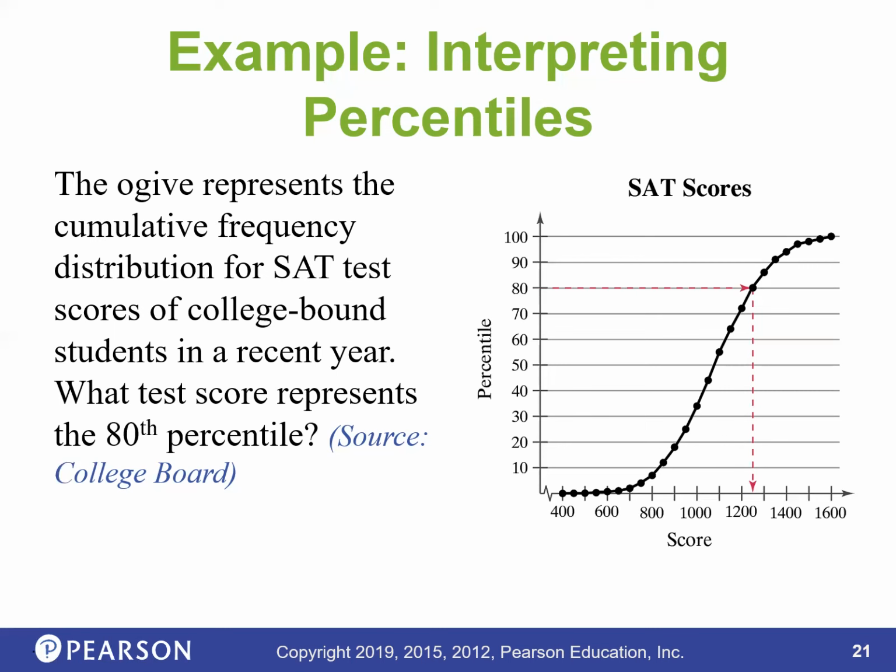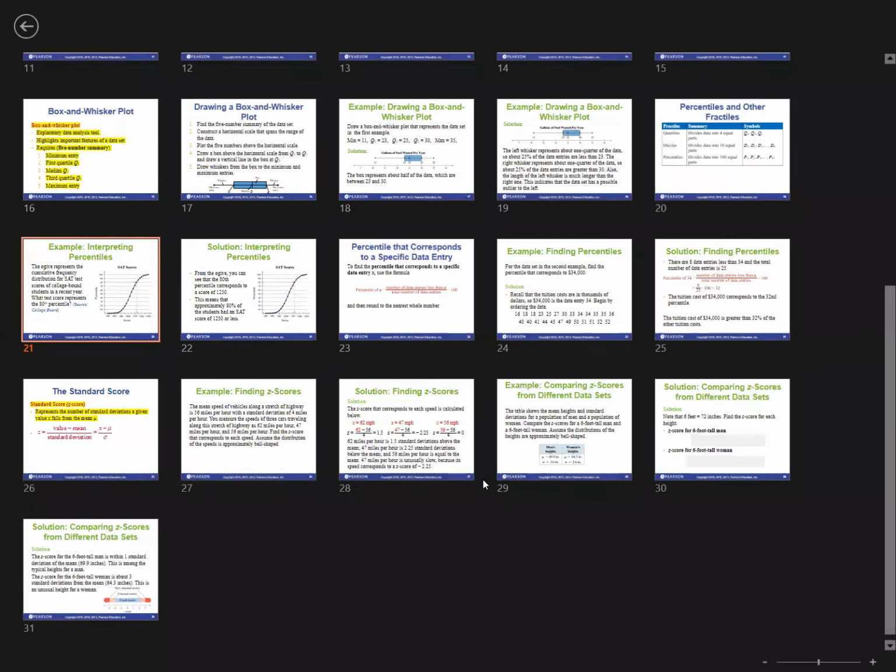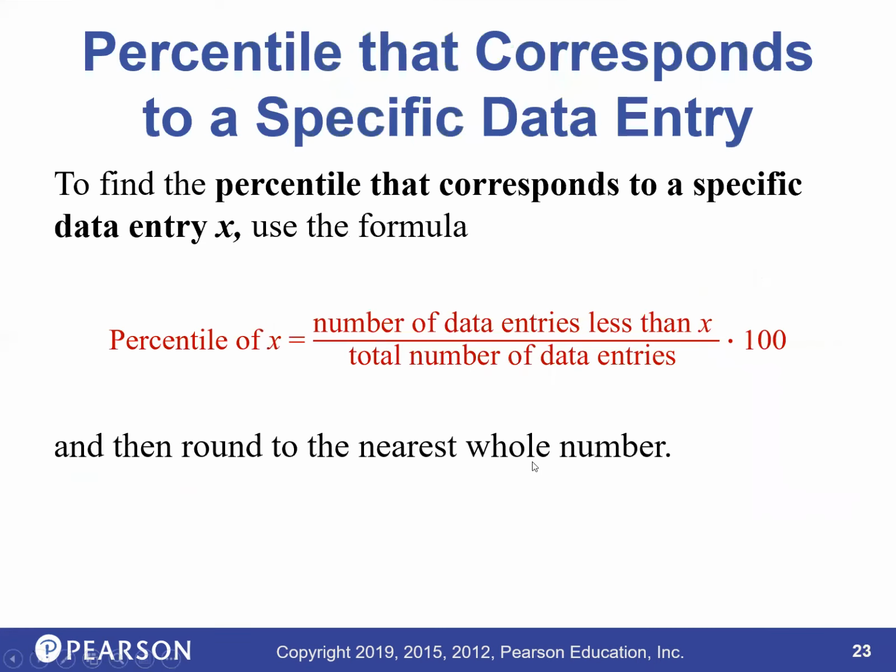All right, so let's do an easier example. Not SAT scores in college, but let's go to this one right here. So how do you find your percentile corresponding to data here? The percentile that corresponds to a specific data point is X.